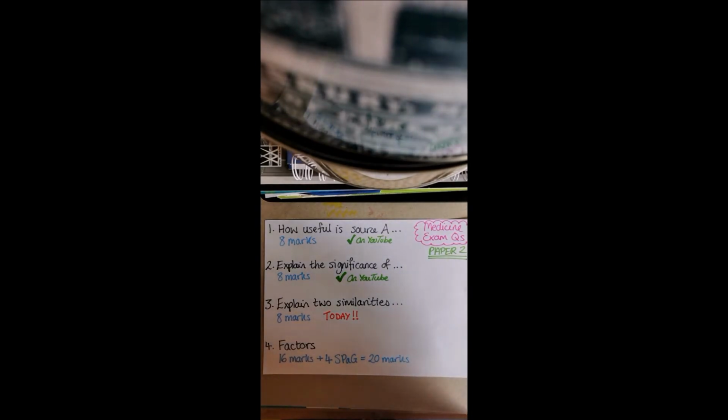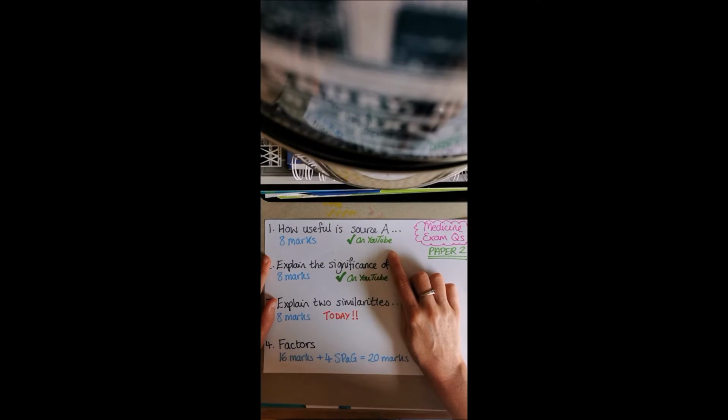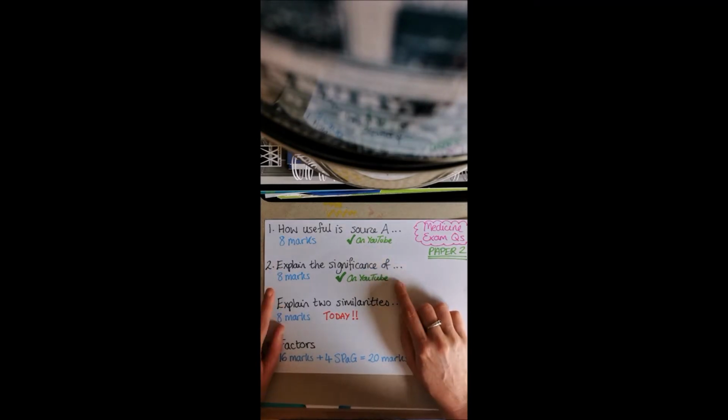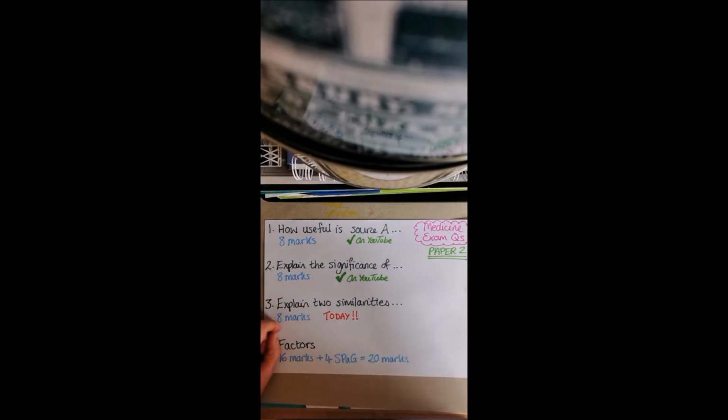On to our question we're going to look at today. There's already a YouTube video on the first question there about how useful a source is. That has got one video in terms of theory and planning, and then another video that goes through an actual write-up and example. The one that we did last week, which looks at explaining the significance of an individual or a discovery.